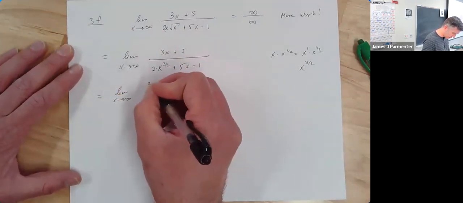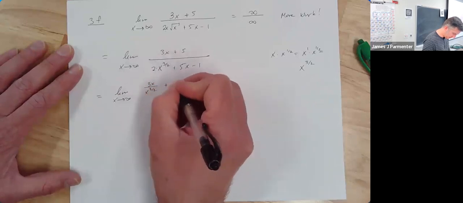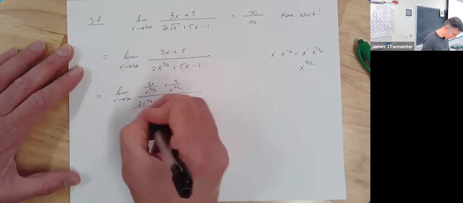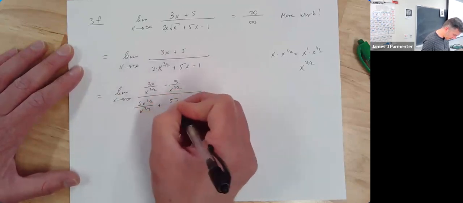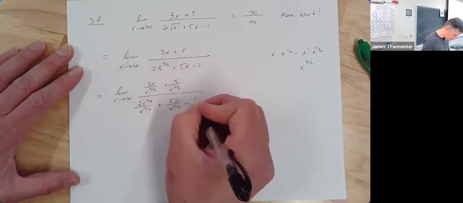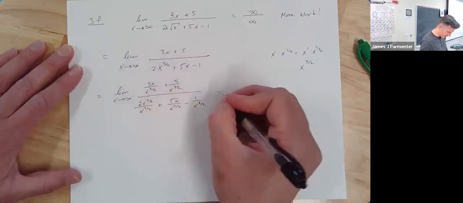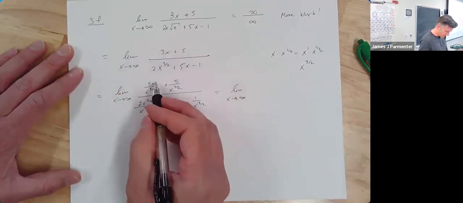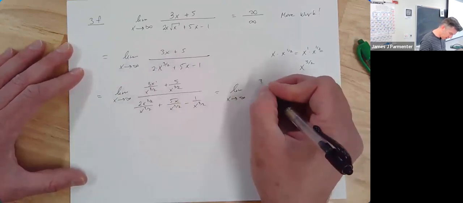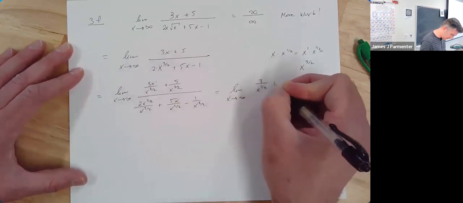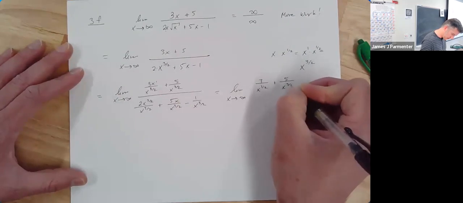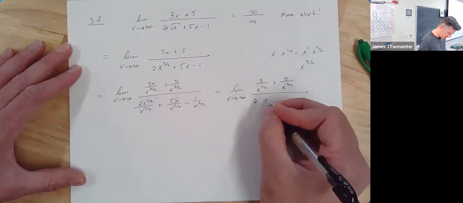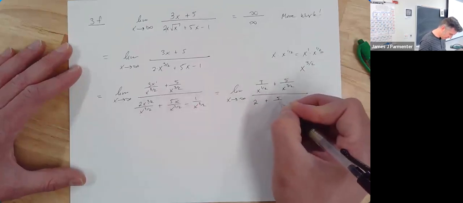So I've got 3x over x to the 3/2, that's 5 over x to the 3/2, over 2x to the 3/2 over x to the 3/2, plus 5x over x to the 3/2 minus 1 over x to the 3/2. And simplifying, we're just subtracting those powers. 1 minus 3/2 is negative 1/2, or 3 over x to the positive 1/2. That doesn't change. x to the 3/2 over x to the 3/2 cancels, you get 2. 5x over x to the 3/2 is just 5 over x to the 1/2.